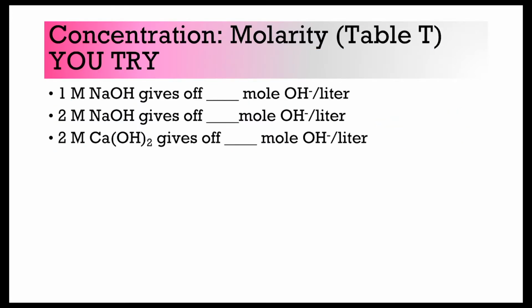So if we take a quick second, you try this with bases. It should take you like 10 seconds. So here, the first example, 1 molar of NaOH gives you 1 mole of OH per liter. So it only gives off 1. 2 molar solution gives you 2 moles. 2 moles of calcium hydroxide with 2 OHs, you get 2 times 2, so that's 4 moles of OH per liter. So when we work through this calculation, because titration is a calculation, there's a way to always make sure that you are taking this into account.